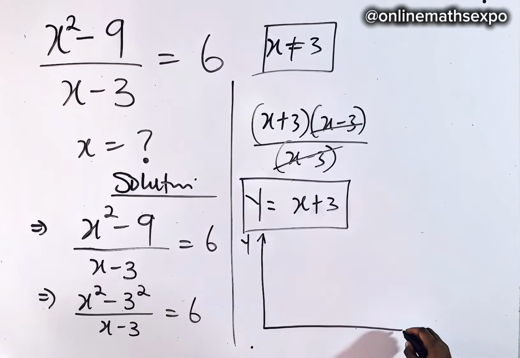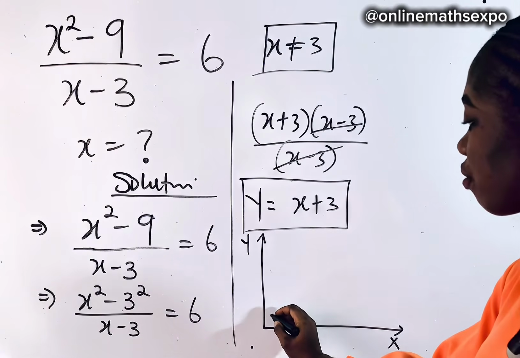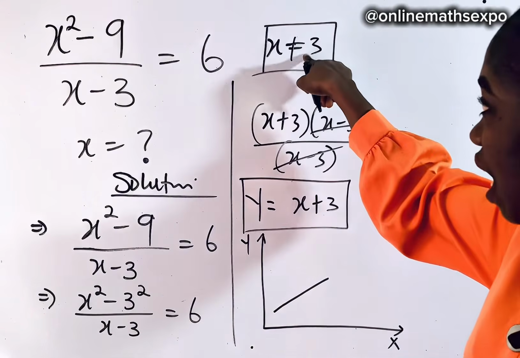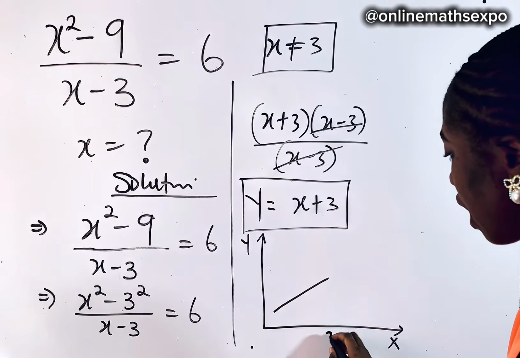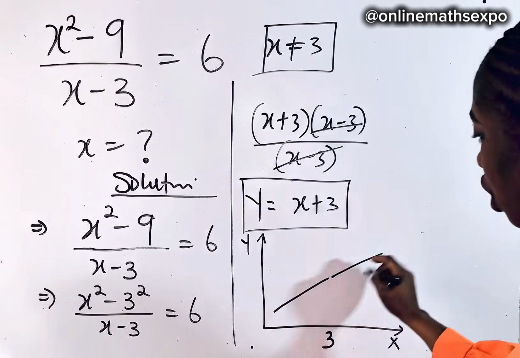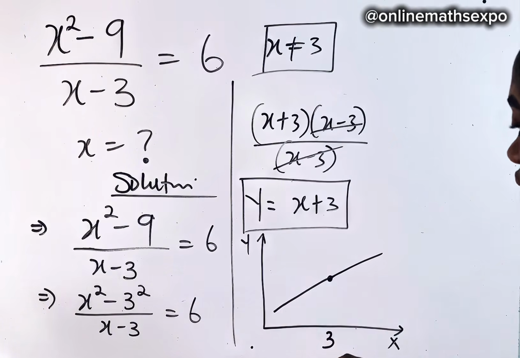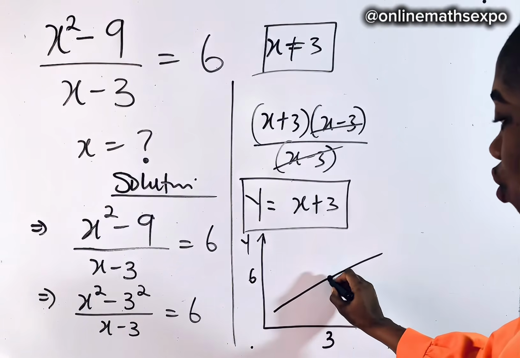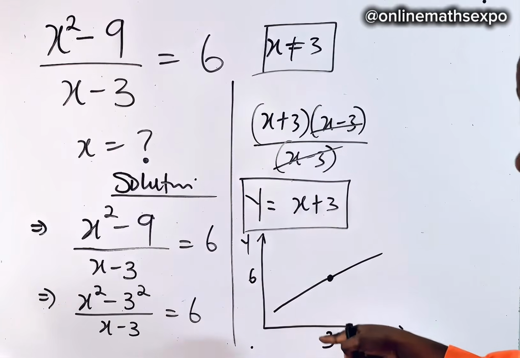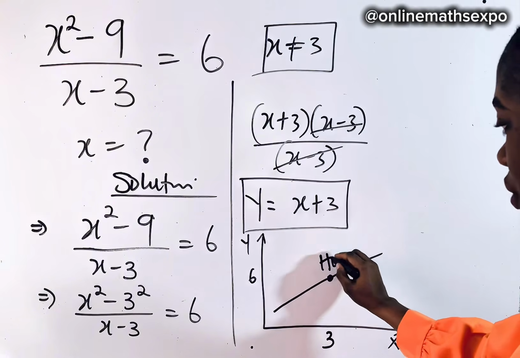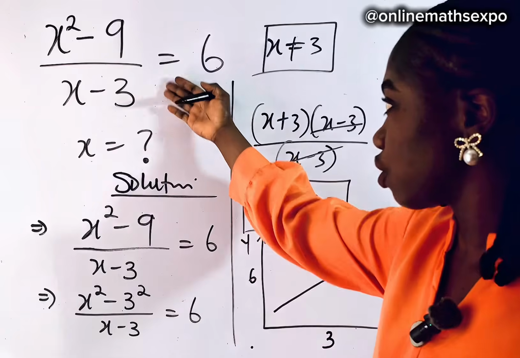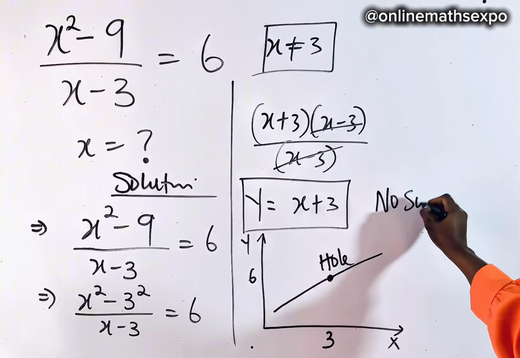This is your y and this is your x. You are going to have a straight line, and this straight line is going to have a hole, because x is not 3. So it will have a hole where x is 3, and at that point, your y is 6. You see that this hole has made x being 3, from what we solved, not to be a solution. This place is where we have our hole. So in conclusion, we say that this equation does not have a solution.